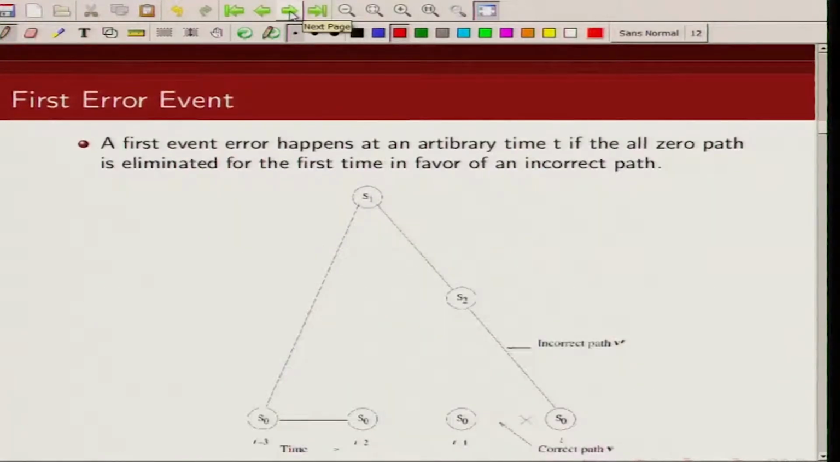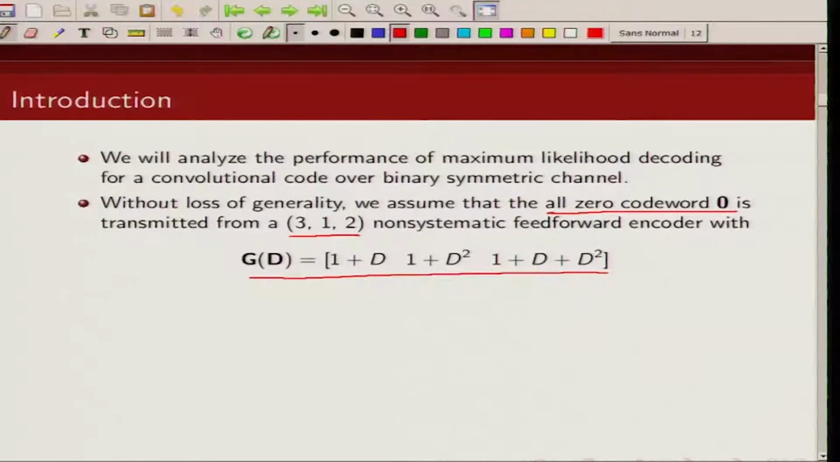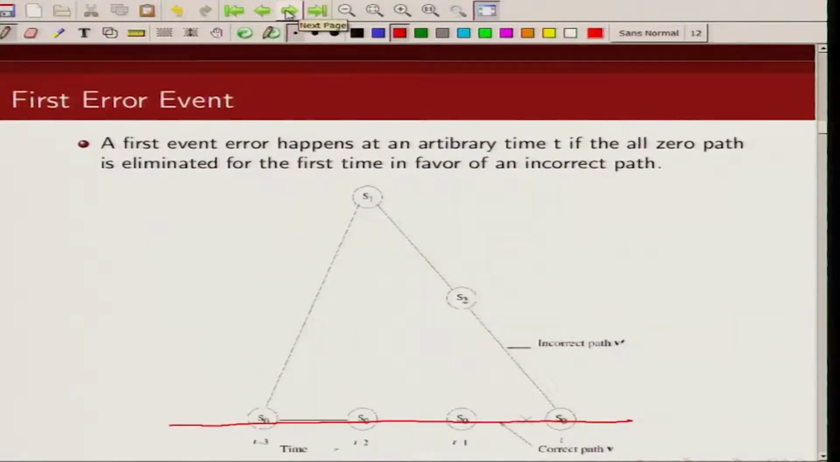So, let us talk about what we mean by error here. Since we considered an all 0 sequence, we expect that our correct path should be the one which goes through the all 0 state, because our transmitted code sequence, if you recall, was assumed to be the all 0 code word. So, what is the correct path? The correct path is the one that goes through all 0 states. So, this is the correct path.